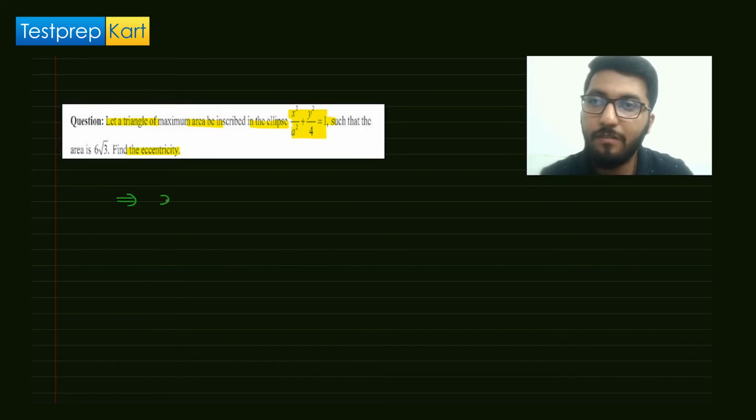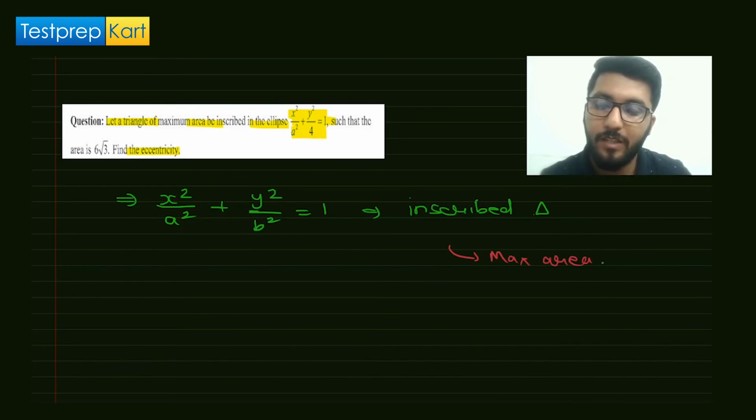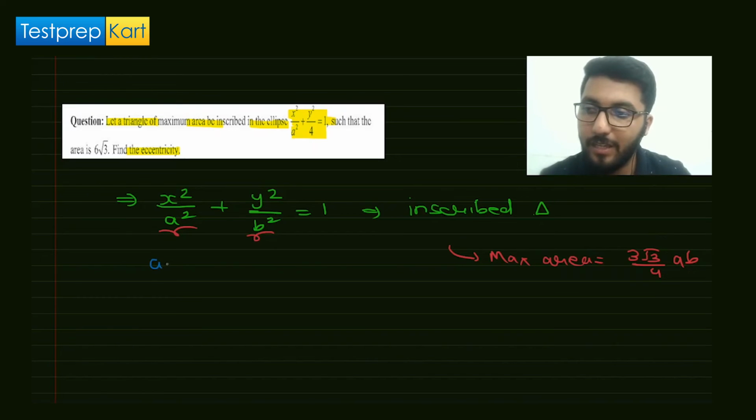So we should know one very interesting result: x square by a square plus y square by b square equal to 1. This is the equation of the ellipse. But if we have an inscribed triangle, then the maximum area of it is equal to 3 root 3 by 4 AB, where A and B are nothing but these values only. So A is A for this particular question, B square is 4, you can see, so B is 2. So the area they have given me is 6 root 3.